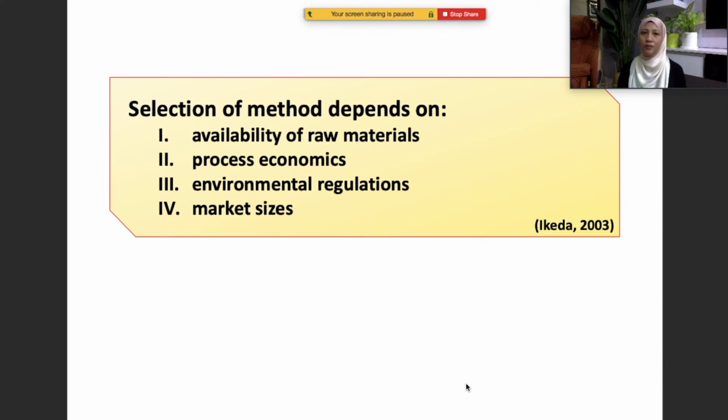The third one is environmental regulations. This is very important, that you comply with the environmental regulations, especially when you are using chemical synthesis, because you are using lots of chemicals. You need to make sure that whatever you do, you comply with these regulations. And of course, the fourth one is the market size. For example, which amino acid has bigger application? Glutamic acid has bigger application, so the market size is bigger.